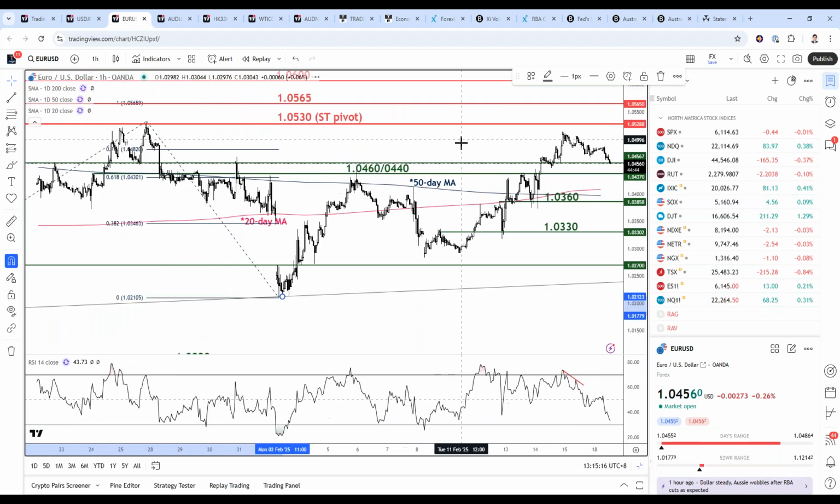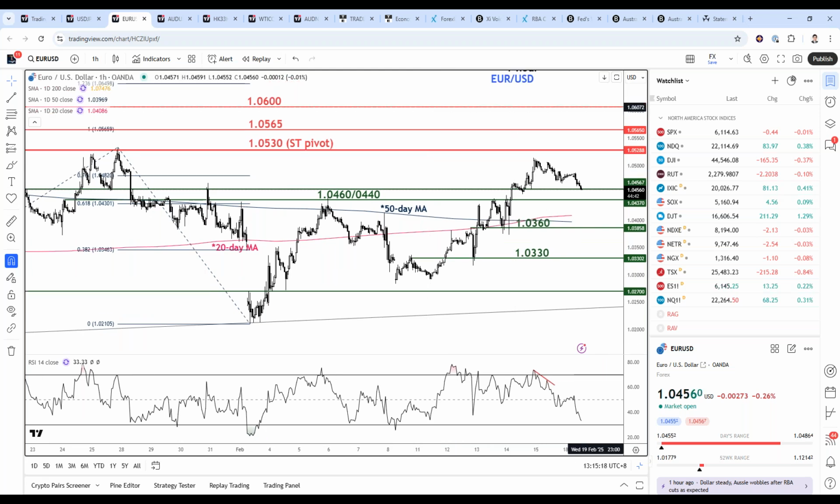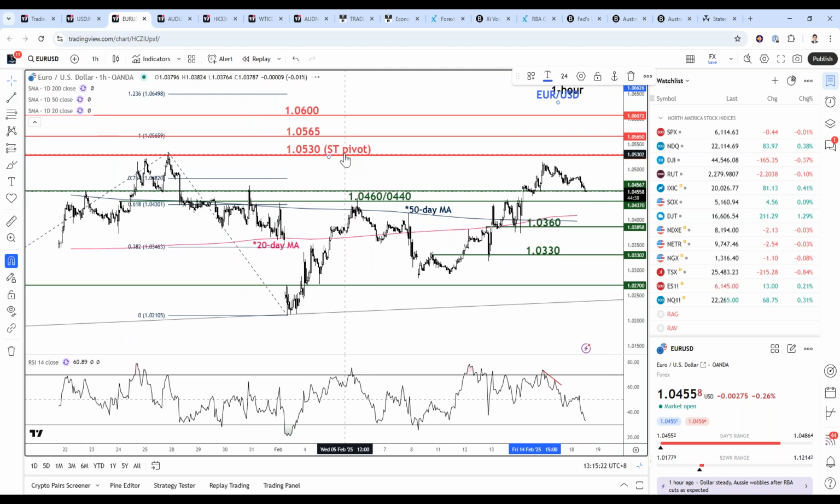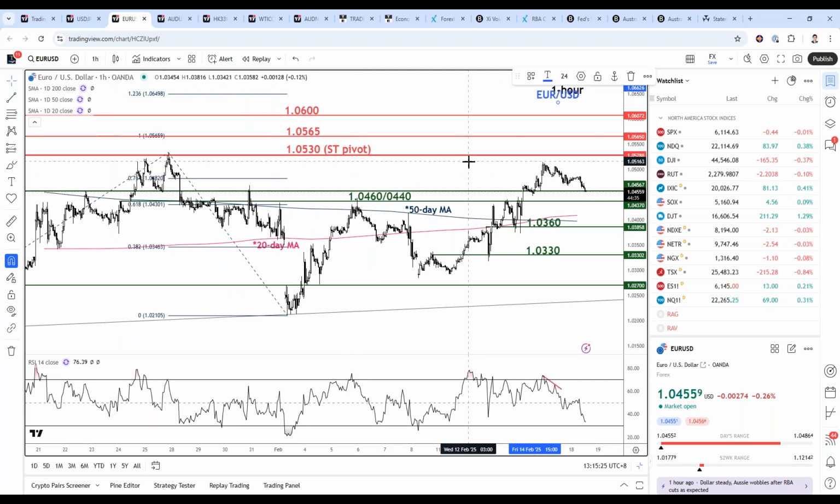Looking for a minor pullback, and the minor pullback scenario did play out as expected below the short-term pivotal resistance of 1.0530. So what you could see over here is that price action now has really slid down to test the upper limit of our first support level, as highlighted yesterday as well, at 1.0460 slash 1.0440.